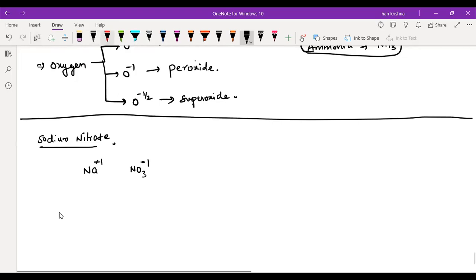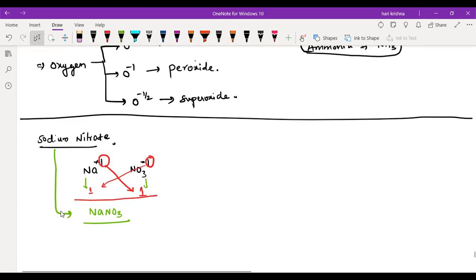Now, crisscross method, you know, right? Just take the numbers. Whatever the number is there, just take that number. Don't take any charge, whether it's positive or negative. Take the numbers only. So how many Na are there? Only one Na. And NO3 is 1. So NaNO3 is the formula for sodium nitrate. Understand how to write? Clear? Yes, sir.